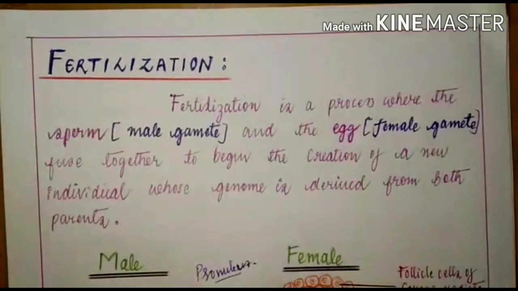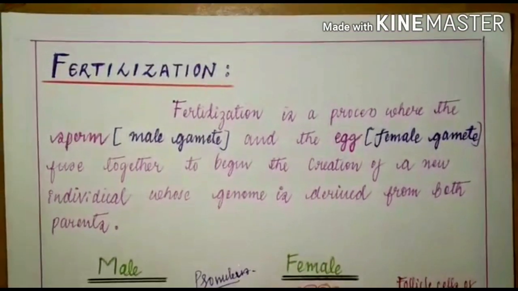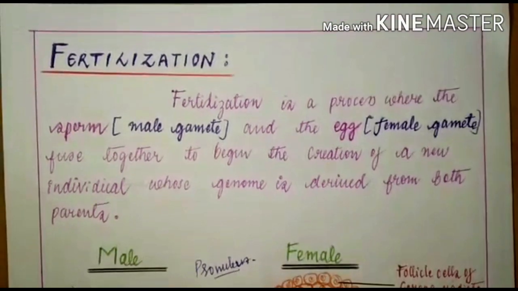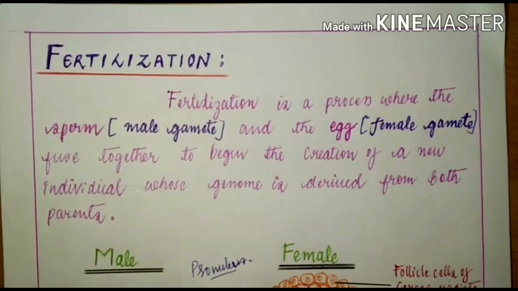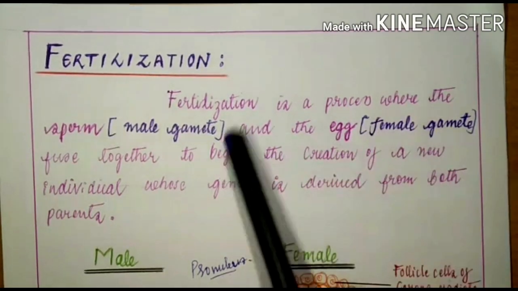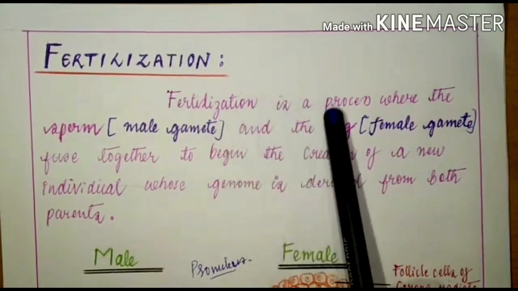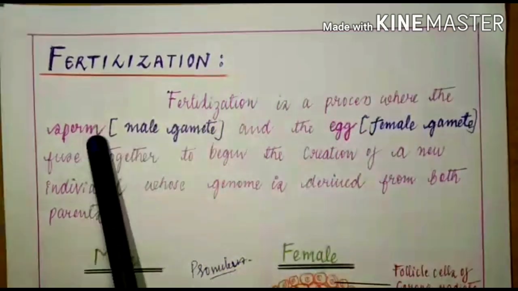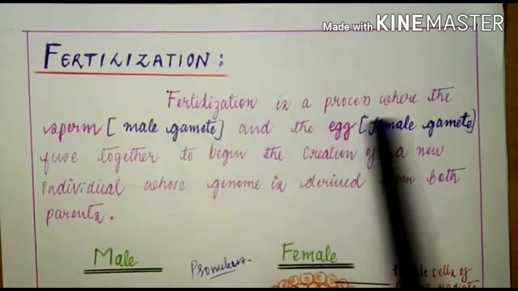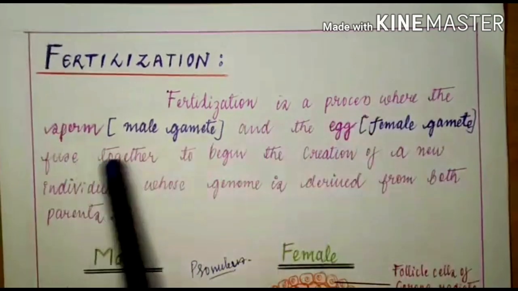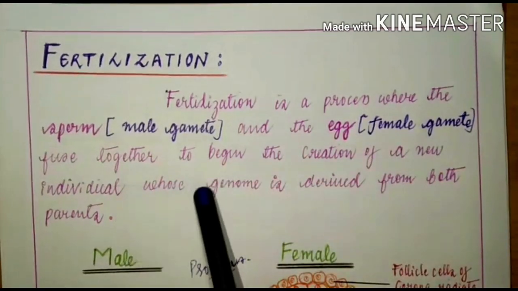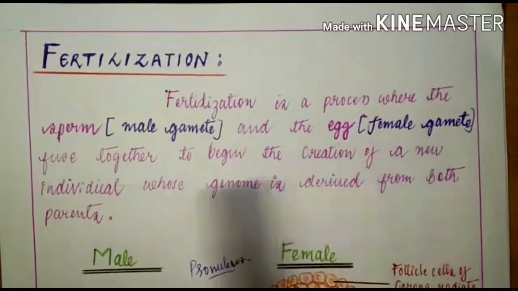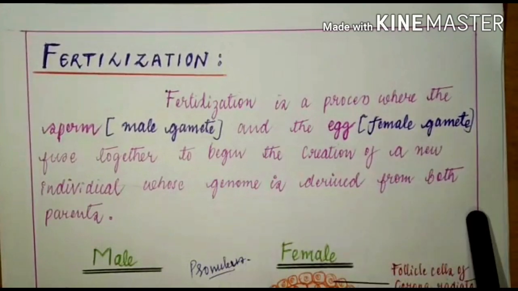If someone asks you what is fertilization, what would be your answer? You will just say that it is the fusion of male and female gametes, right? This is what we studied in our previous classes. So here is the definition: fertilization is a process where the sperm, that is the male gamete, and the egg, that is the female gamete, fuse together to begin the creation of a new individual whose genome is derived from both the parents. This is the definition of fertilization.